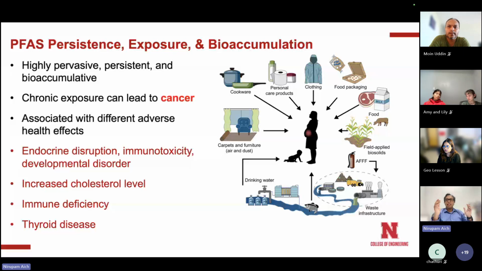If you think about milligram per liter, that's parts per million. If you think about parts per billion, that's 1,000 times smaller, and microgram per liter. But PFAS exists in nanogram per liter or less. They're very, very small, so it's very difficult to detect them in water. But they can be persistent.